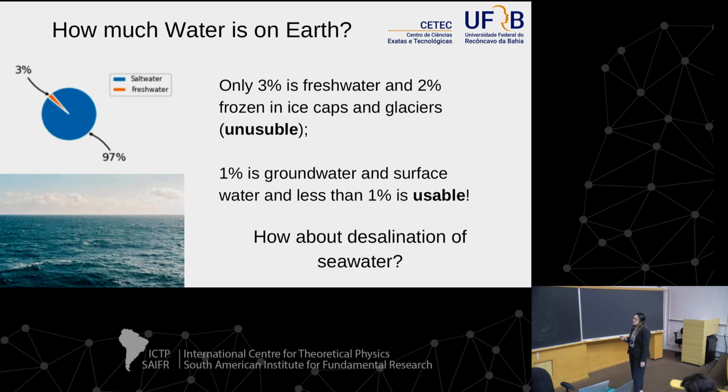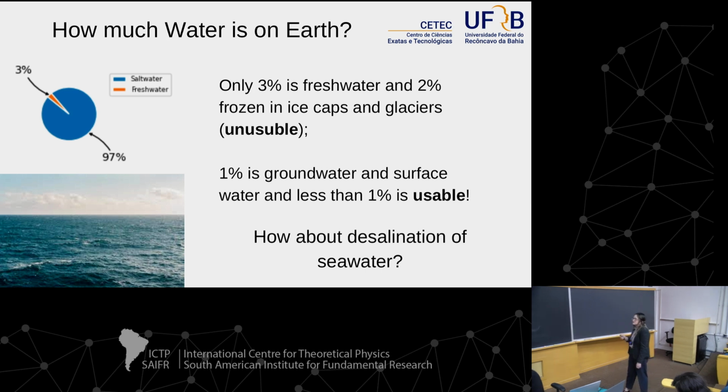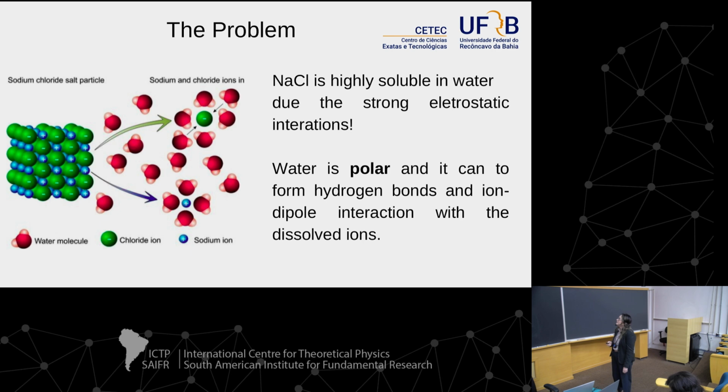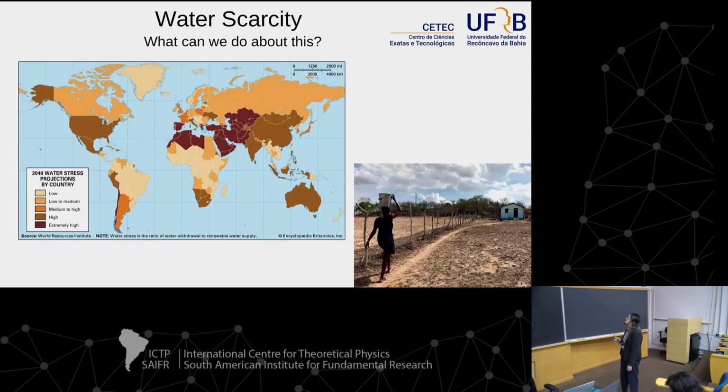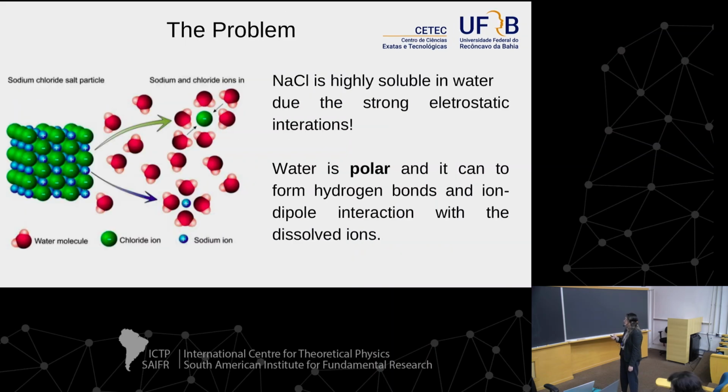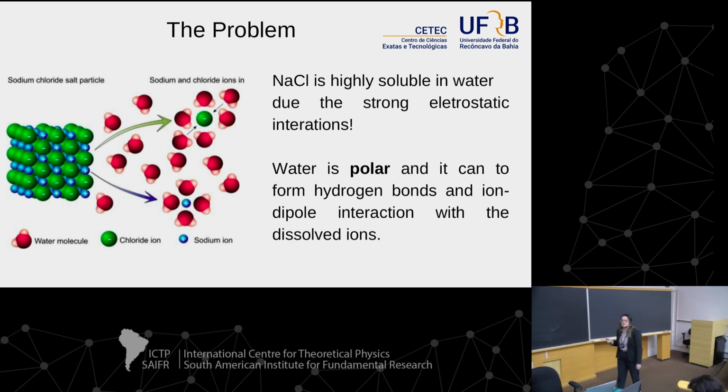And only 1% is groundwater and surface water, and less than 1% is unusable. How about desalination of seawater? The problem is that NaCl is highly soluble in water due to the strong electrostatic interactions. Water is polar, and it can form hydrogen bonds and ion-dipole interactions with the dissolved ions. So it's very difficult to separate the NaCl and the water.